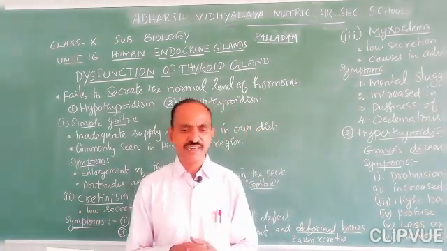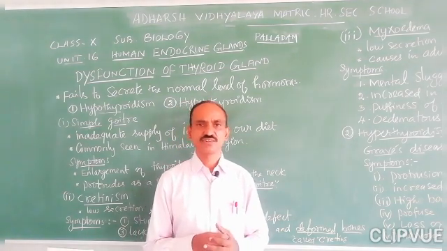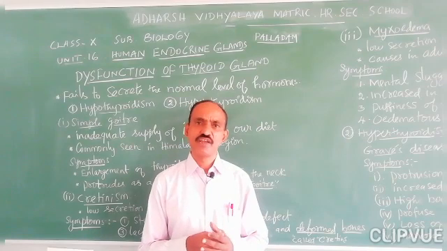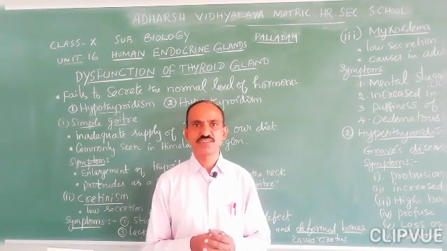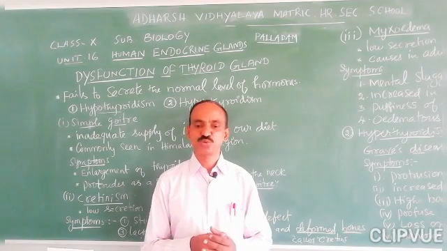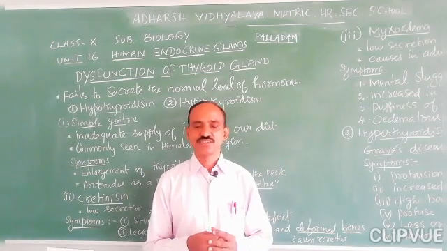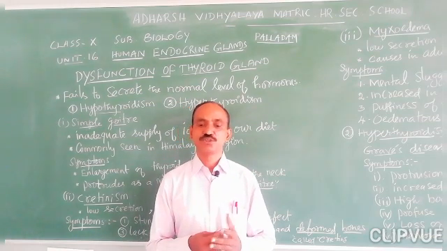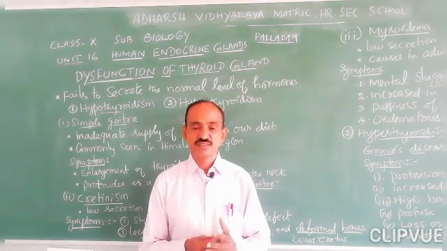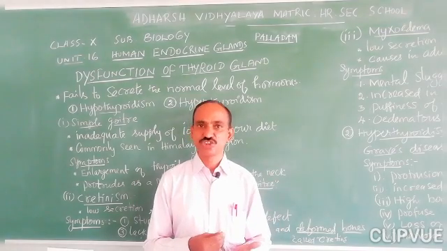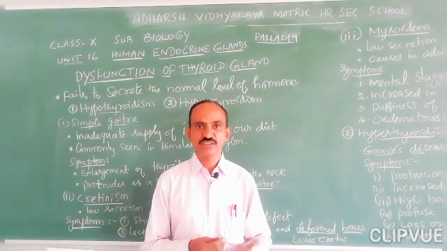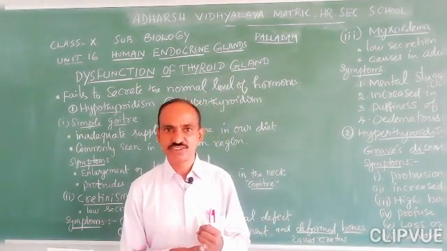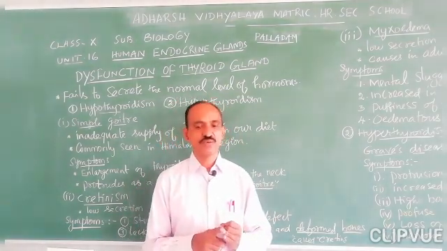Next gland, the thyroid gland. In the previous class we studied the thyroid gland, which is located in the neck region. It contains 2 lobes attached to the trachea, the windpipe. This thyroid gland produces thyroglobulin, which produces thyroxine hormones. To produce thyroxine hormones, 2 important things are required: one is amino acid, another one is iodine.